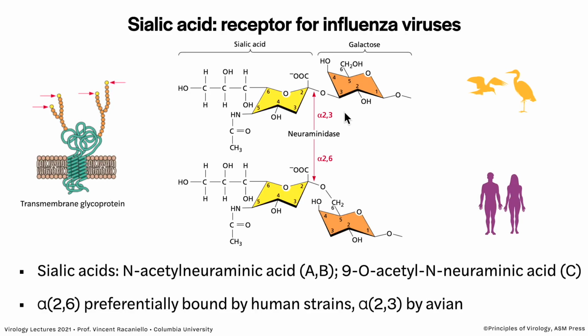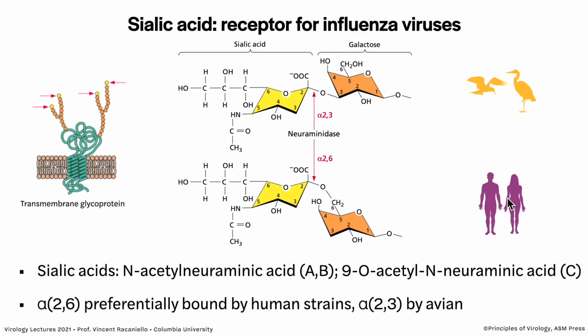And why do you care? Well, it turns out that alpha-2,3 sialic acids are preferentially bound by avian influenza viruses. These viruses infect all kinds of birds, as I told you before. The ones that infect birds prefer alpha-2,3, and in fact, that's what birds have throughout their respiratory and gastrointestinal tract.